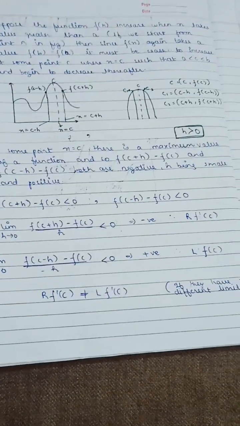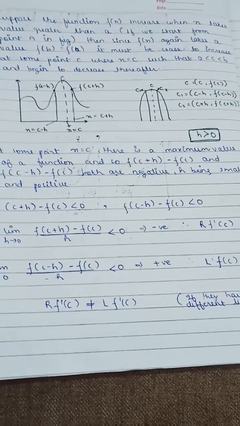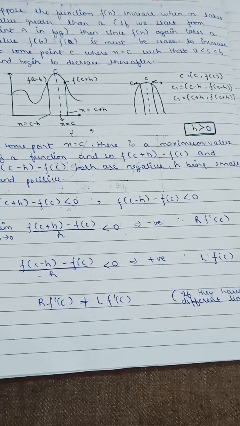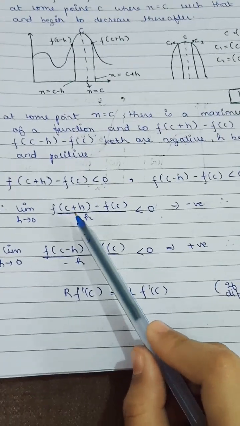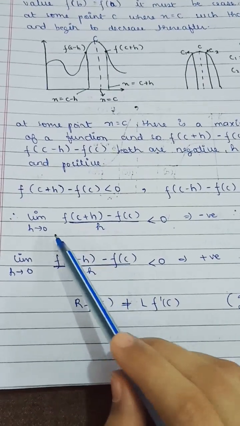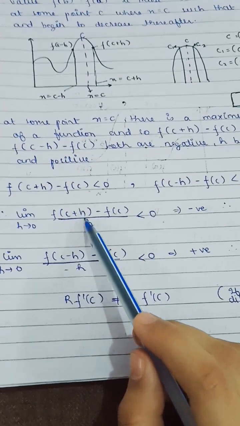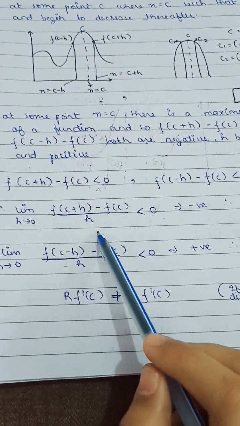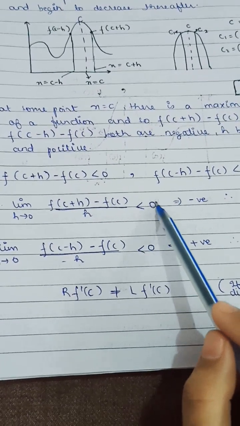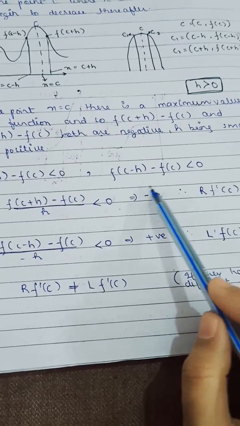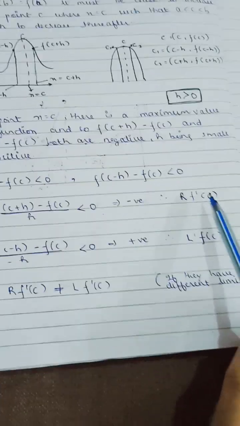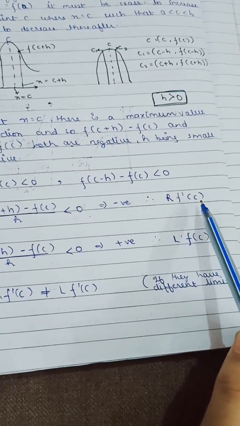Now we have to define differentiability of the function as it is a condition in the theorem. So the right hand derivative of the function, limit h tends to 0 of f(c+h) minus f(c) upon h, is less than 0. This is already negative, so it will give a negative value. So the right hand derivative of the function becomes negative.